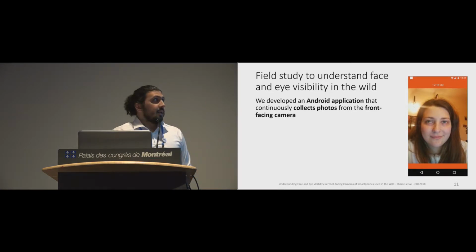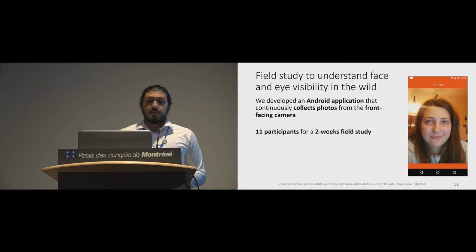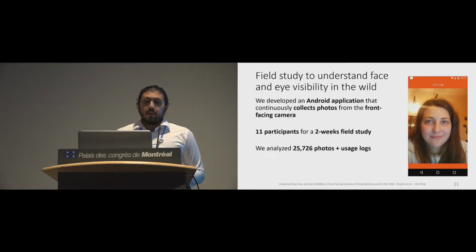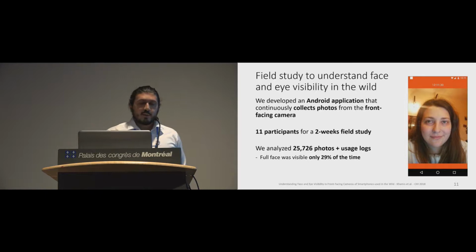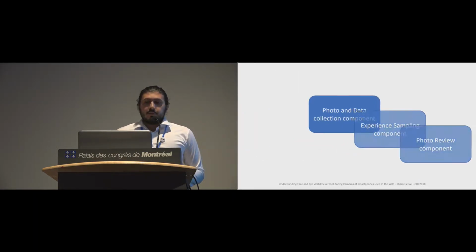We developed an Android app that collects photos from the front-facing camera of mobile phones, and we recruited 11 participants for a 2-week field study. From that, we collected and analyzed 25,000 photos in addition to usage logs, so things like readings from the accelerometer, readings from the gyroscope, which application is running, and so on. And just as a teaser about the results, the full face was visible only 29% of the time in our data set.